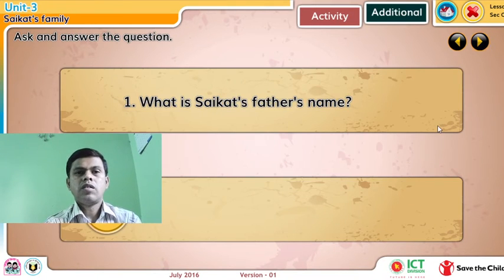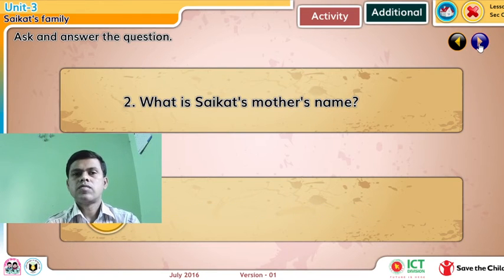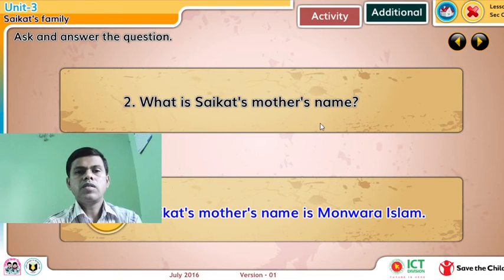1. What is Shoykot's father's name? Shoykot's father's name is Rashidul Islam. Yes. Then go to the next question. 2. What is Shoykot's mother's name? Shoykot's mother's name is Monora Islam. Yes. Then go to question number 3.